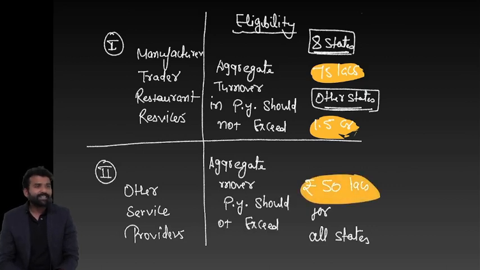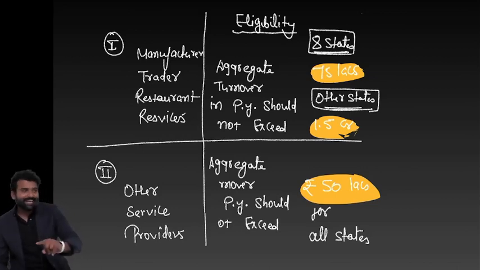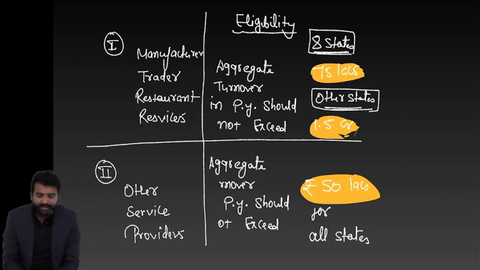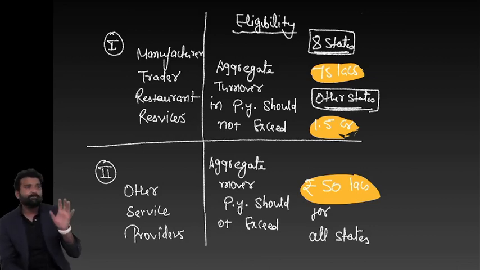So for manufacturing, trading, and restaurant services, for opting for composition, the limit is 1.5 cr or 75 lakh. For 8 states, it is 75 lakh. For all the other states and UTs, it is 1.5 cr. But if I am a service provider, then the limit is only 50 lakh rupees for all the states. If my turnover in the previous year is more than 50 lakh, then I am not eligible for composition under the second option. If I am a manufacturer, trader, or restaurant, then my turnover should not exceed 75 lakh or 1.5 cr in the previous year.